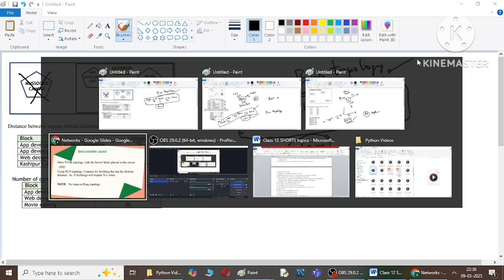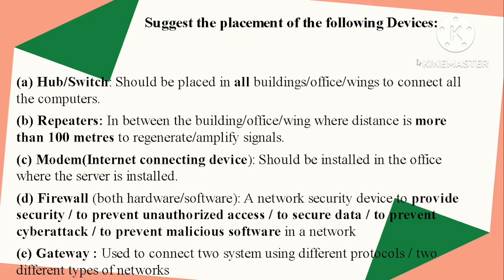Next, we'll move on to the remaining questions that are generally asked. Suggest the placement for a hub or a switch. Where should the hub or switch be placed? The hub or a switch is generally placed in all the buildings. Why? Because every building will have at least 2 or 3 computers, or it will have 100 or 50 computers. So, if you want any computer to be connected in a network, you definitely need a hub or switch. So, what should you write? The hub or switch should be placed in each and every building in the campus, right?